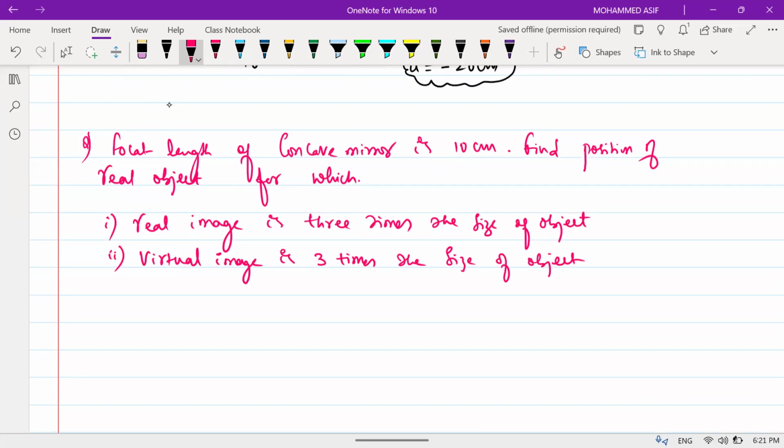So try another. I'll do the first one, sir. Magnification is equal to f divided by f minus u, because he has given this many number of times. So that will be equal to focal length, how much? Minus 10 divided by minus 10 minus u. Magnification is 3 times the size of the object.